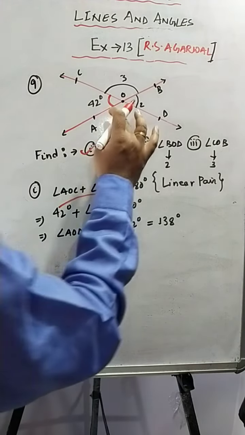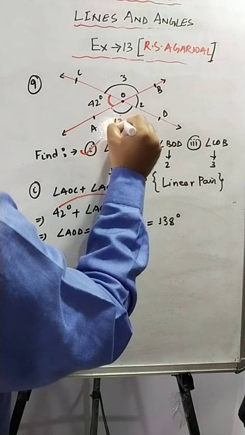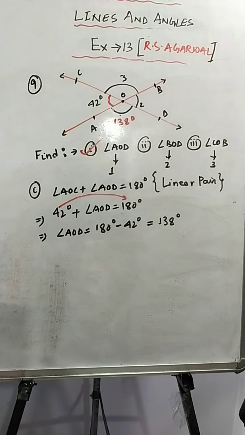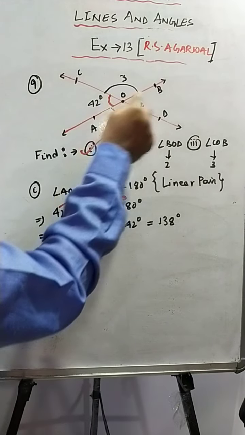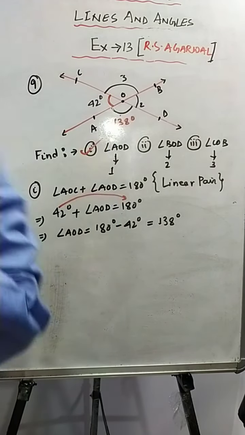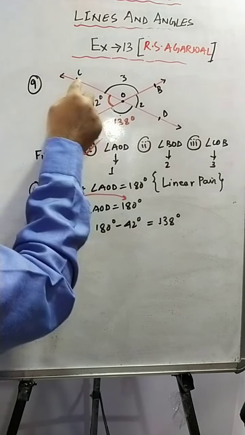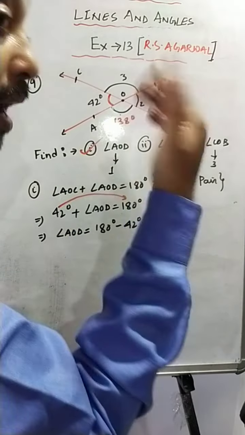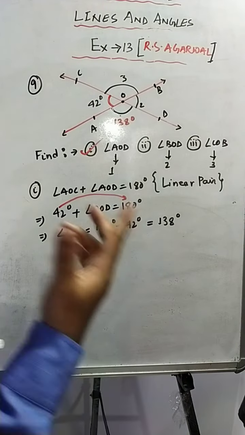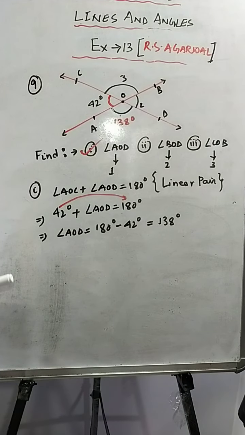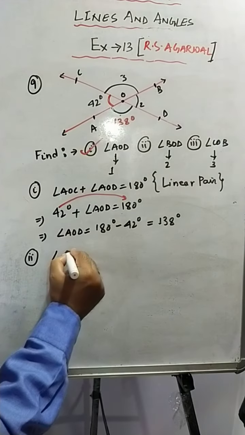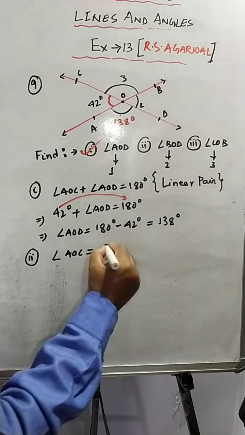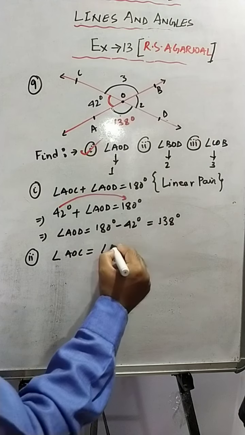Now if this is 138 degree, students, the next target is angle 2. So I have said that when any two lines intersect at one point, the opposite angles are always equal to each other. Okay, that means angle AOC would be equal to angle BOD. But why? You have to provide the reason also. The reason is they are vertically opposite to each other. So this is number 2. So angle AOC is equal to angle BOD.